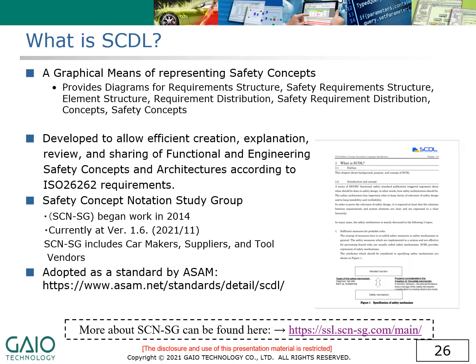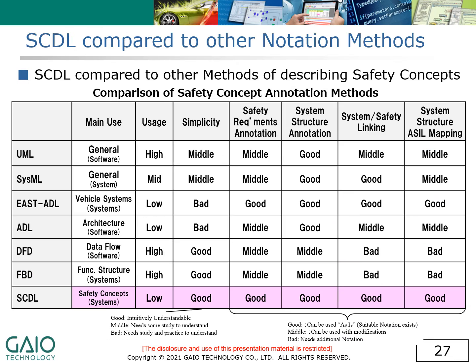SCDL is a graphics-based means of representing functional and engineering concepts in an easily understandable way. This standard was created by the Safety Concept Notation Study Group, an industry body comprising car manufacturers and suppliers. There are other notation methods in use, but since these are not designed specifically for safety concept description, they lack certain features and attributes that are present in SCDL.